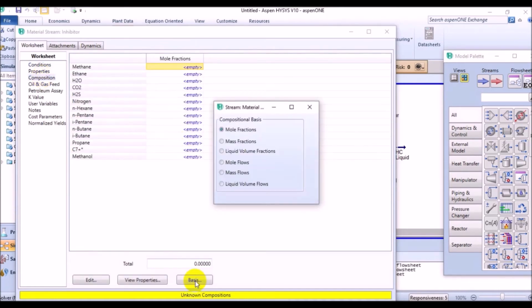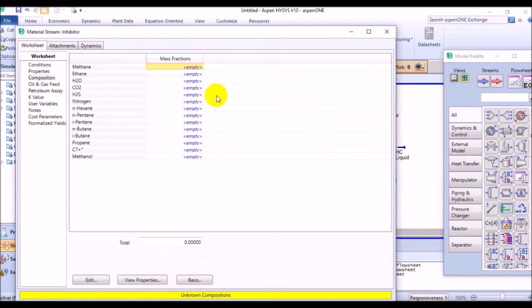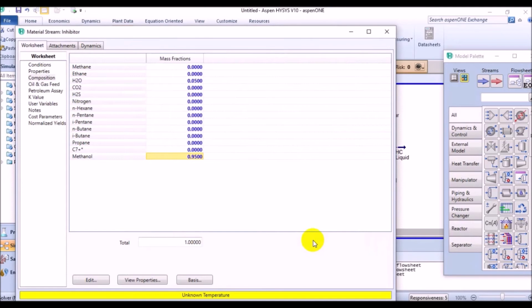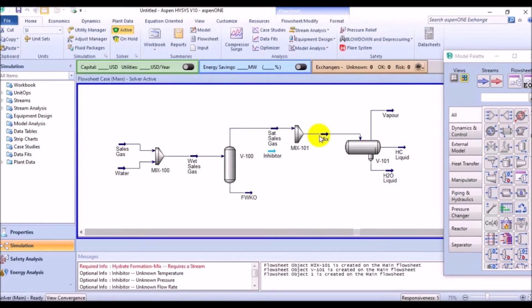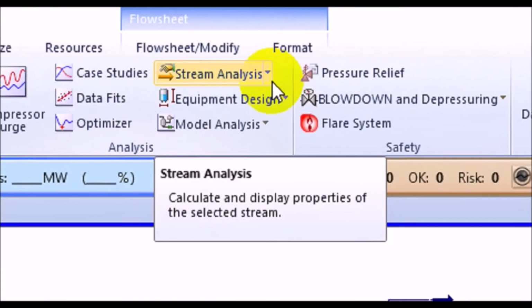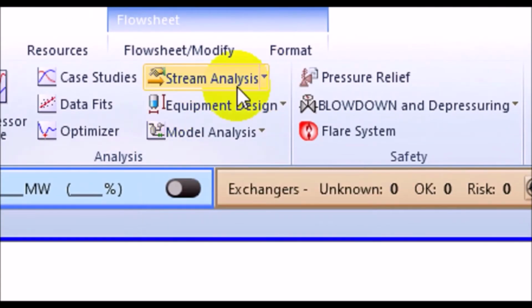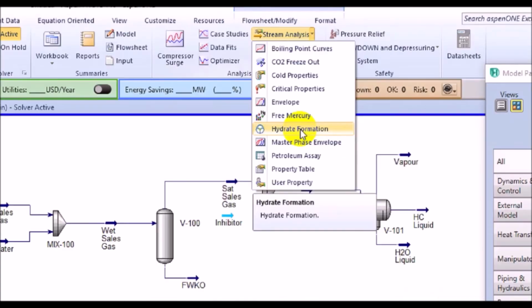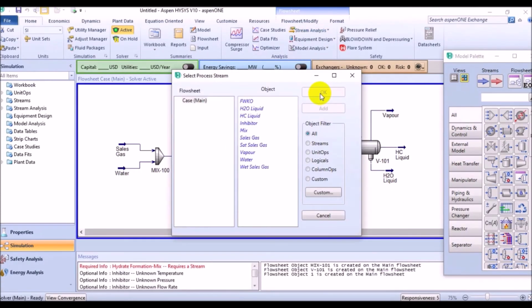Here, be careful about changing your basis for the stream composition from mole to mass fraction. Before mixing the saturated sales gas with inhibitor, let's make a stream analysis for the stream mix going to the separator. As you remember, for this, you will need to use the ribbon. See the stream analysis and choose the hydrate formation option. And select the stream mix.